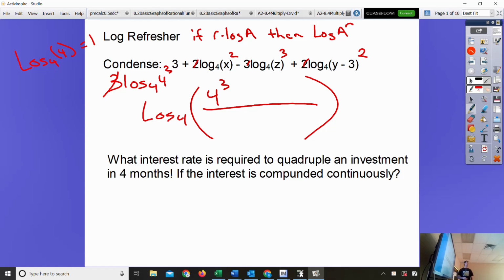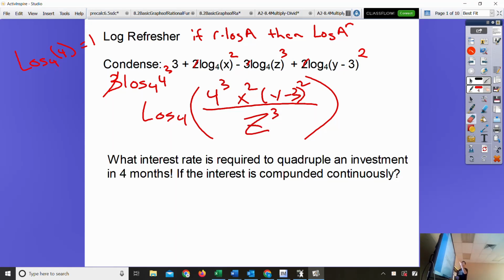Obviously, we'll clean that up. What else do you see that's positive? X squared. That logarithm has a positive sign in front of it. Anything else? That's all the positive logarithms. There's only one negative logarithm. What is it? Z cubed. Where does it belong? Denominator.